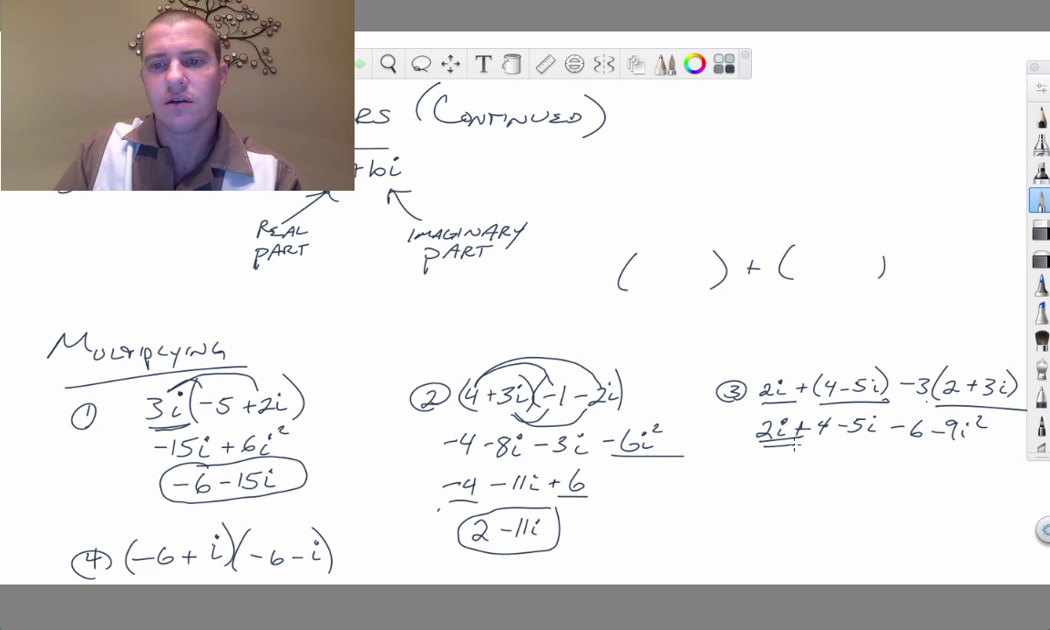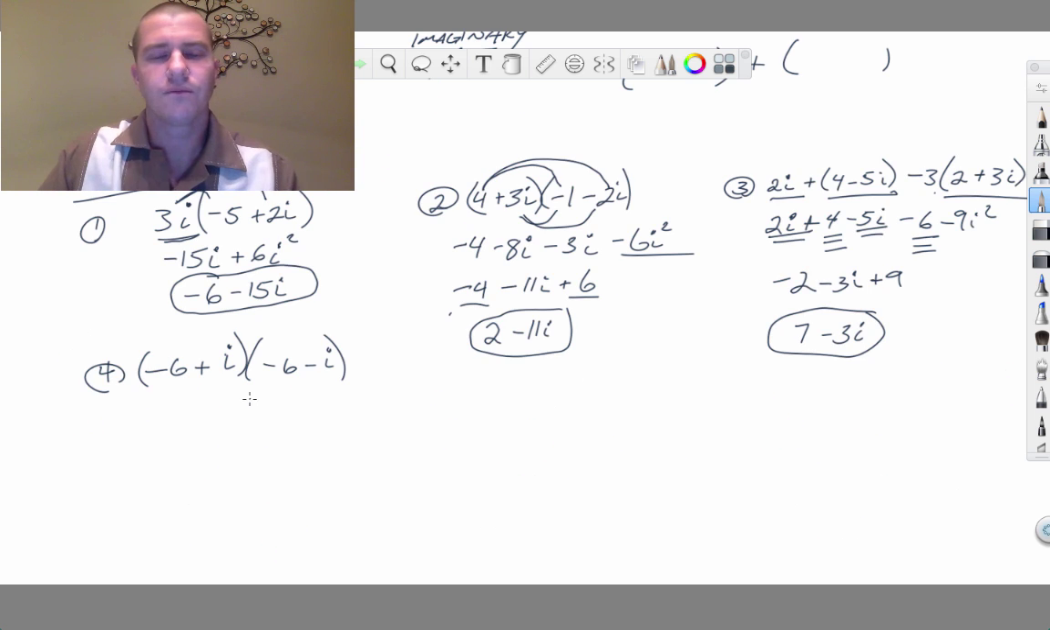And now I'm going to combine my like terms. I have this 2i, negative 5i. I have this 4, negative 6. So the 4 minus 6 becomes negative 2. 2i minus 5i becomes negative 3i. And this negative 9i squared is going to become positive 9 because the i squared is negative 1. And now I can combine these two, which now that becomes positive 7 minus 3i.